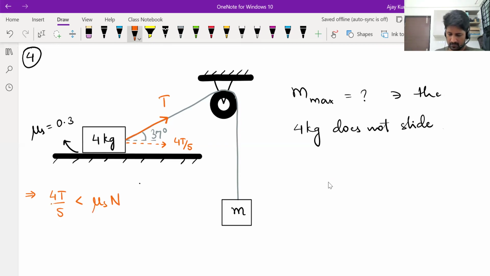So using this, we can calculate tension first. And tension depends on the mass on the other side, because the weight of that other mass is what is creating tension in the string. And if the 4 kg doesn't slide, will m slide? I should not call it slide. Will the mass on the other side move? No sir, it won't. And the same tension will be acting on it. We are dealing with ideal strings. Ideal strings are massless, inextensible. Same tension acts everywhere.